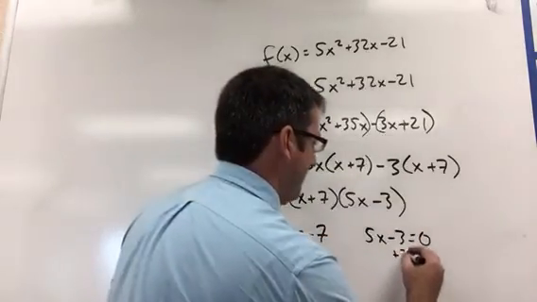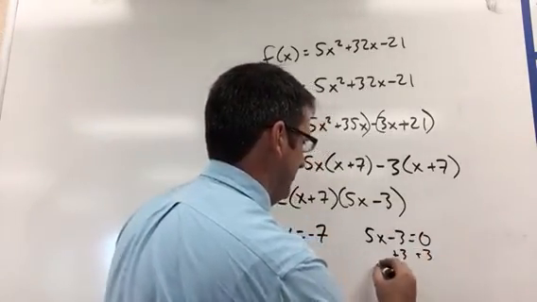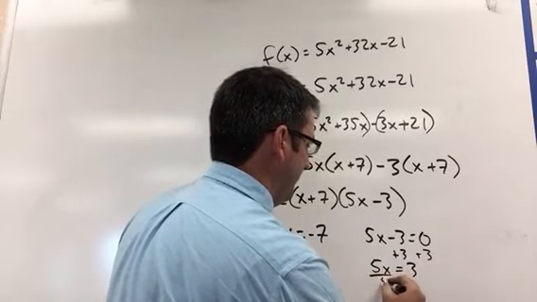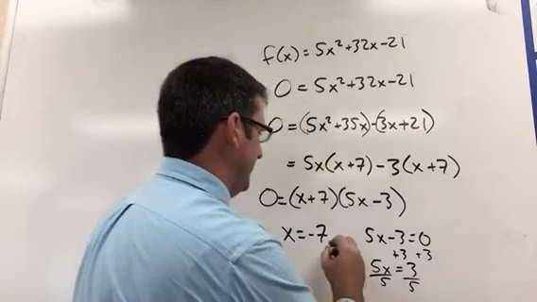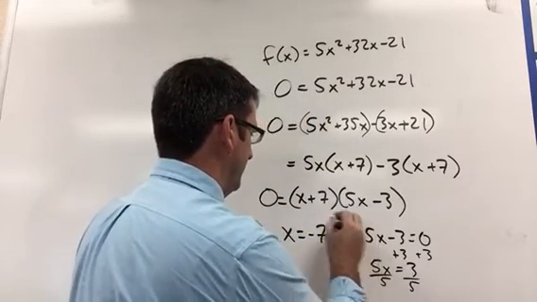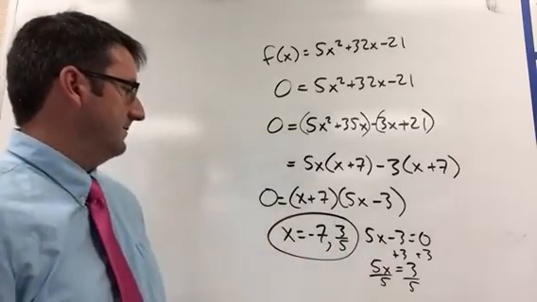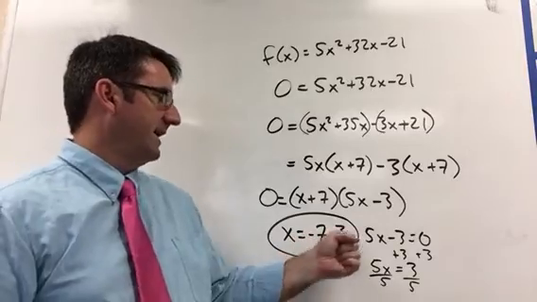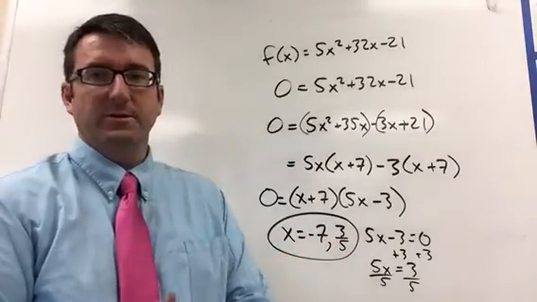We can add 3 to both sides. 5x equals 3, divide by 5. We get that x is equal to 3/5. So the zeros of this function are going to happen at x equals negative 7 and at x equals 3/5.